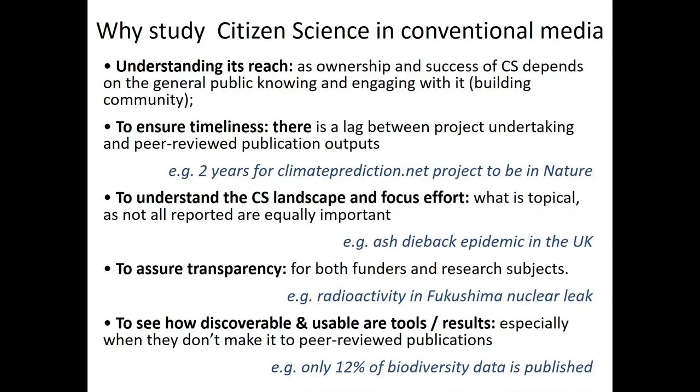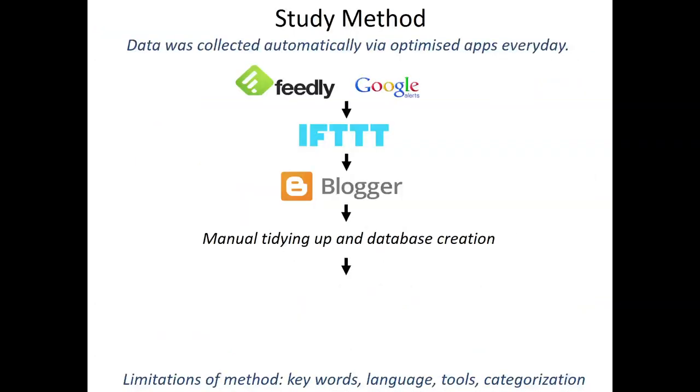But the one that worries me is only 12% of biodiversity data makes it to public, to peer-reviewed publication. Imagine what happens to the other 88% of the data. It may not be good, but I'm sure it says something. So what I came up with was, I tried to collect data using these tools. I'll probably be happy to explain in future if needed.